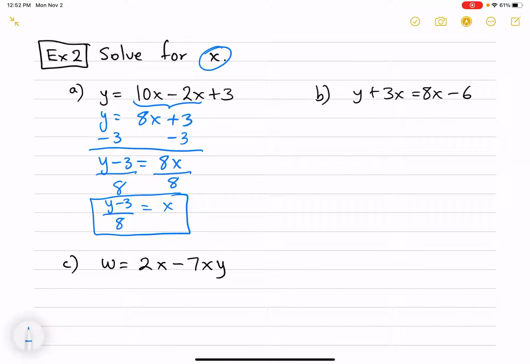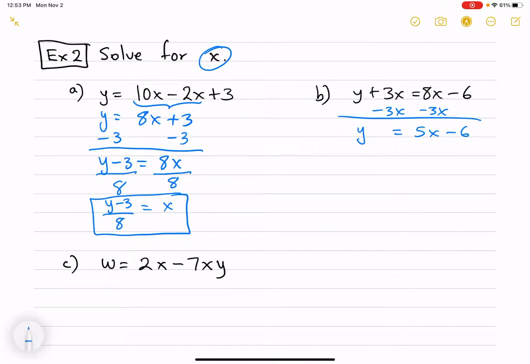On the next one, notice how we have x's on both sides of the equal sign. I want to move the one that is not next to the y, because since we're trying to leave the x by itself, I think it'd be smart to leave that y alone and just subtract 3x from both sides. That'll give us 5x minus 6.